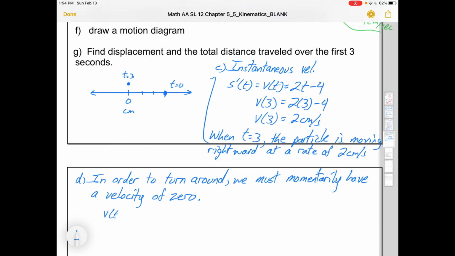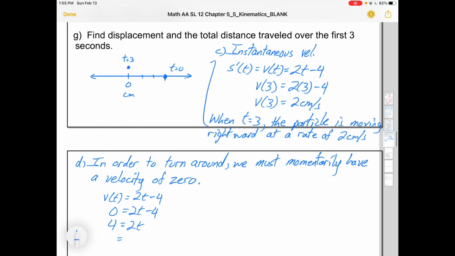So velocity for us is 2t minus 4. Where is that going to be 0? It's going to be 0 at t equals 2. Now, some people might want to find that just by factoring this out and saying, oh, what would zero it out? Okay. So that's where you have a velocity of 0.